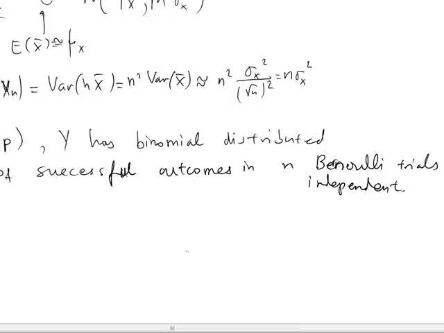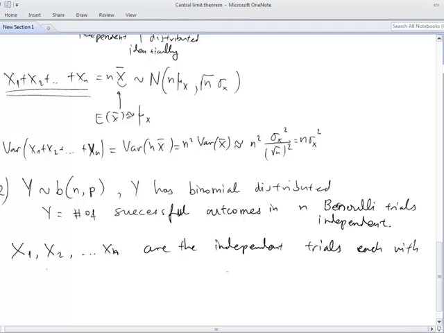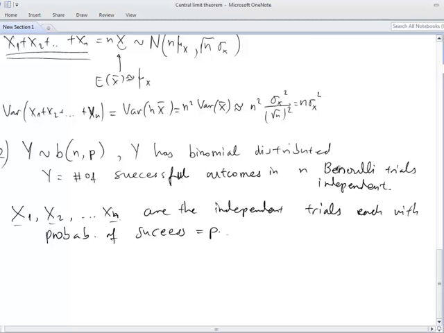And having said that, I can view these n independent Bernoulli trials as random variables, as actually a random sample from a Bernoulli distribution with probability of success p. So this is exactly the n independent Bernoulli trials. If a trial is successful, then the respective random variable from these x's takes the value 1, otherwise it takes the value 0.